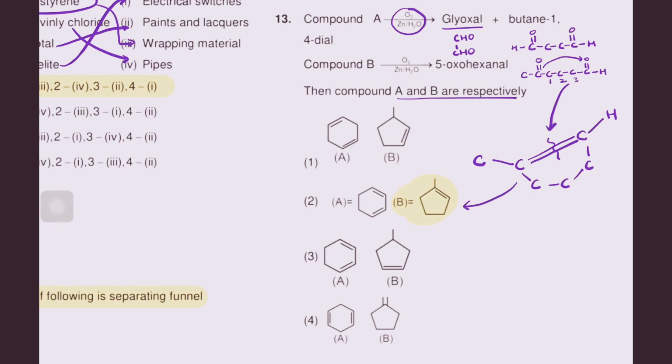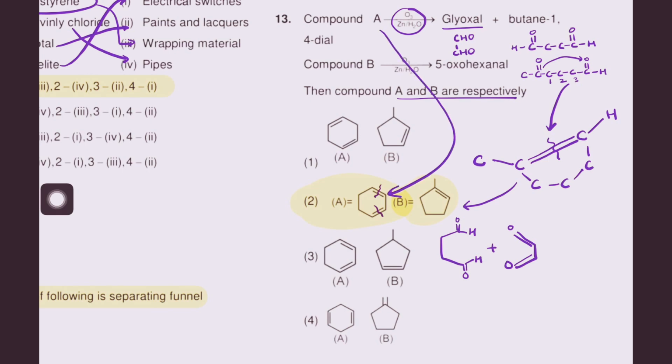Now coming to the first one. If you break this, you will get two products. The first product is this one, and the other product is glyoxal. So A is simply this one. That is very simple, directly from reductive ozonolysis. So A is this one, and the correct answer is B, that is the second option.